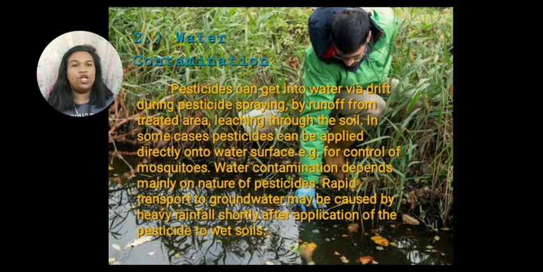Second, water contamination. Pesticides can get into water via drift during pesticide spraying, by runoff from treated areas, and leaching through the soil. In some cases, pesticides are applied directly onto the water surface for control of mosquitoes. Water contamination depends mainly on the nature of the pesticides. Rapid transport to groundwater may be caused by heavy rainfall shortly after application of the pesticide to wet soils.